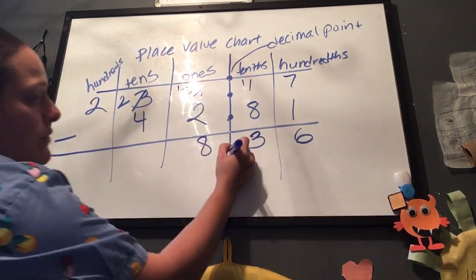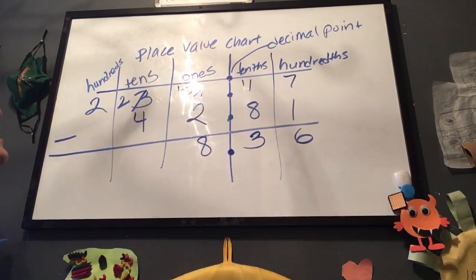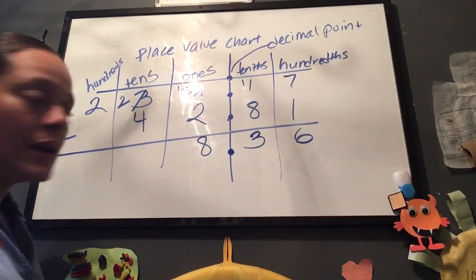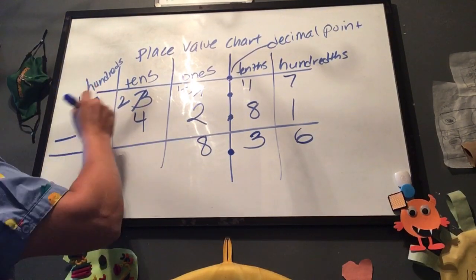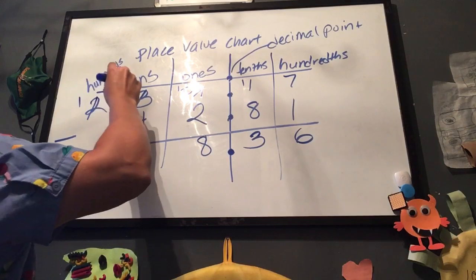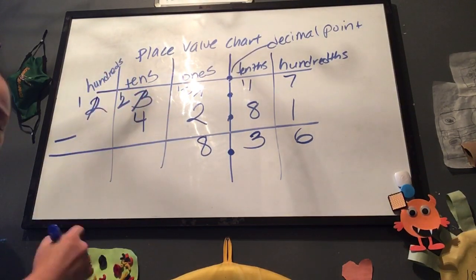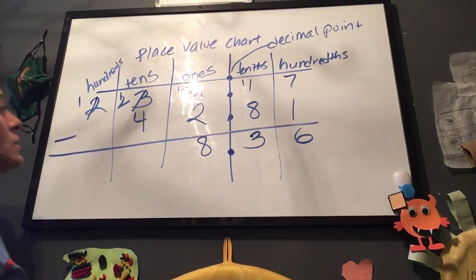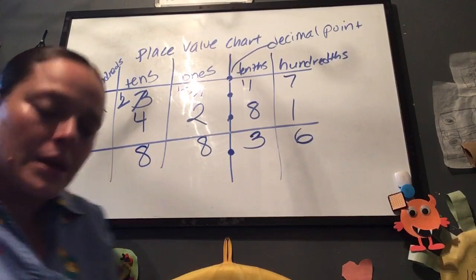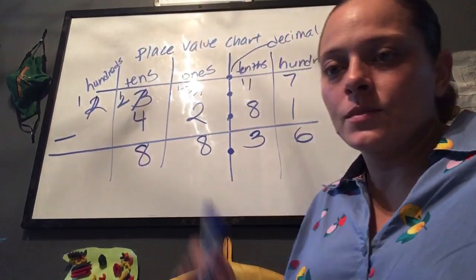And then, oh, we have to make sure we keep our decimals. And then 2 minus 4. So now we have to regroup. So now this becomes 12 minus 4. It will be 8. And then this would be our answer.